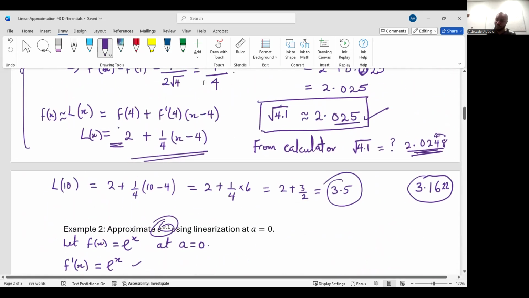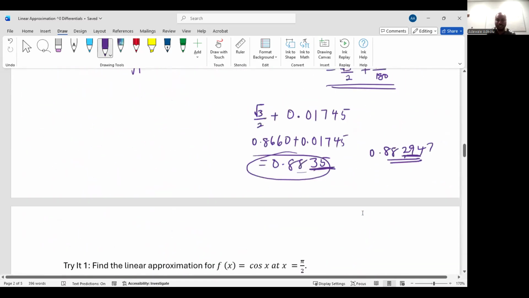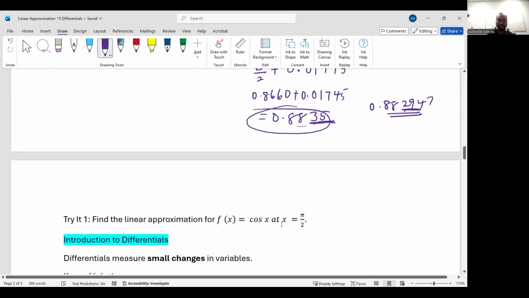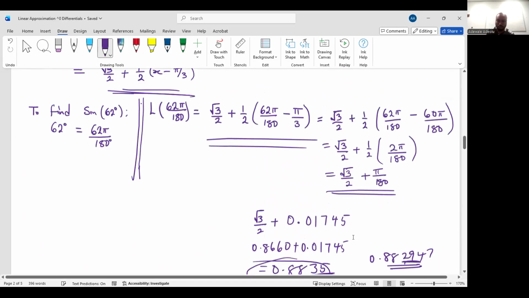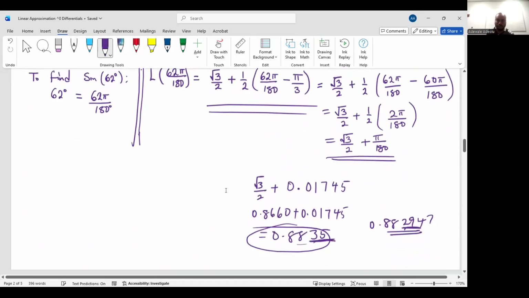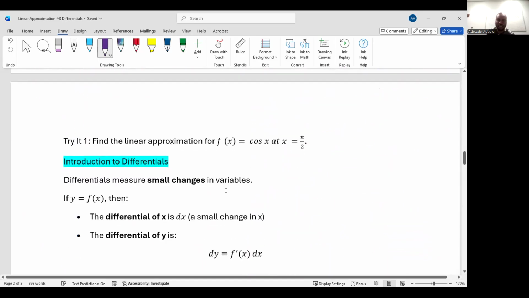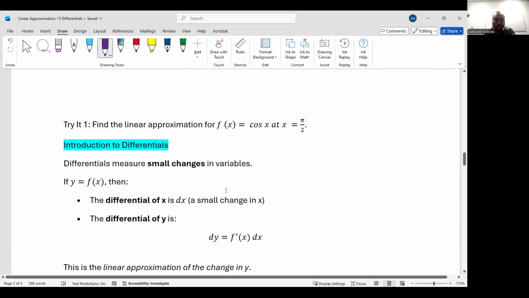But we see it is still very useful. 3.1622, 3.5. So it is still very useful, just that the error is increasing. So we've done some examples, including trig, exponentials, and a square root.